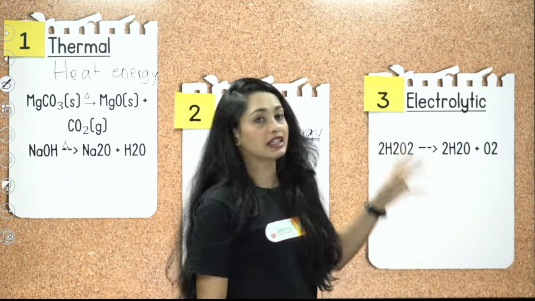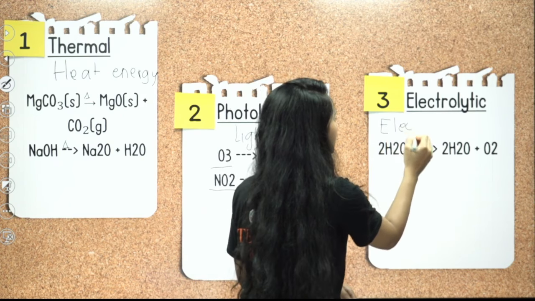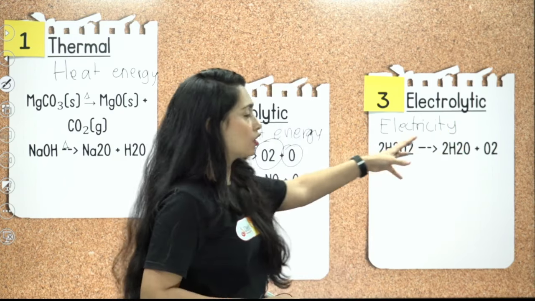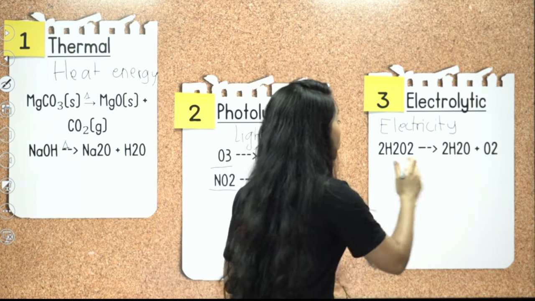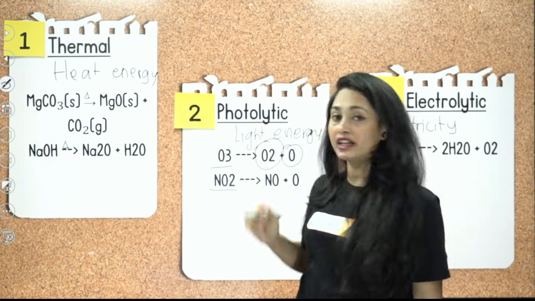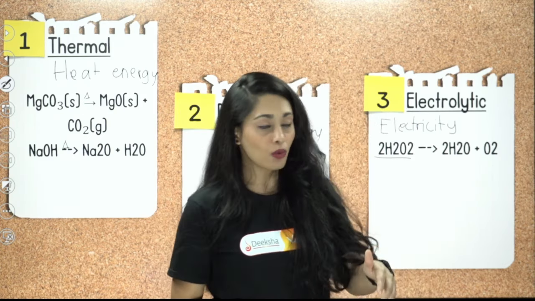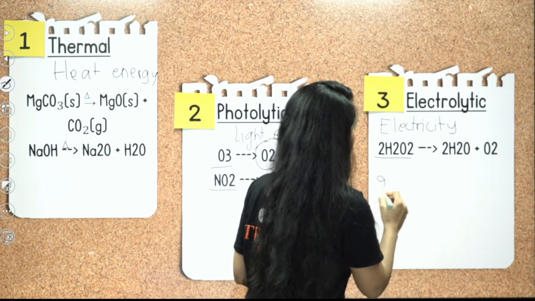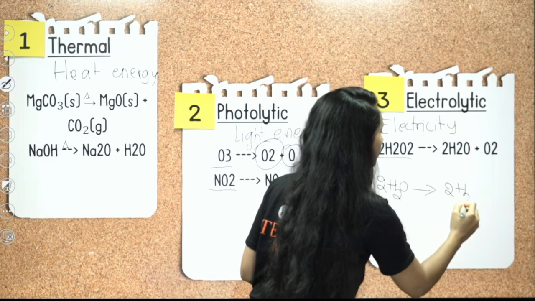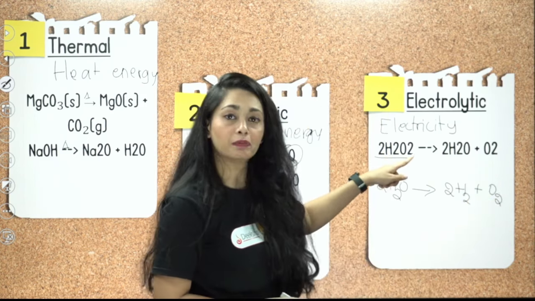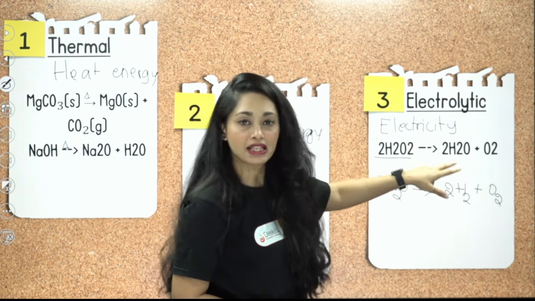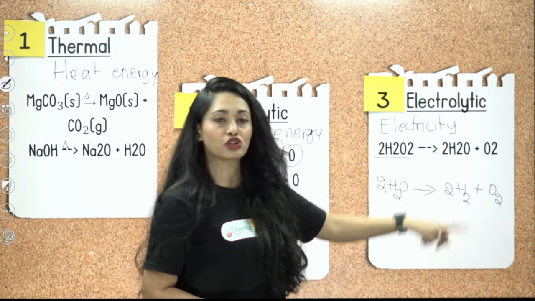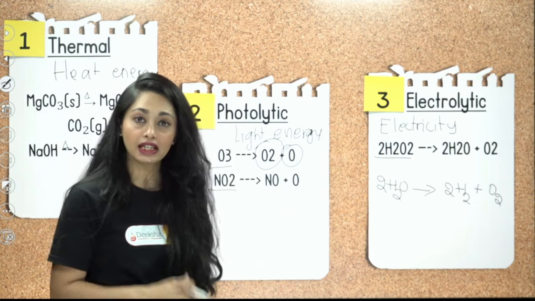And when we talk about electrolytic decomposition reaction, energy in the form of electricity is provided, and a few of the decomposition reactions happen. Example, we have water. Water is not going to undergo thermolytic or photolytic decomposition reaction, but when we pass electricity through water, it is going to undergo electrolytic decomposition reaction. So 2H2O gives 2H2 plus O2. Hydrogen peroxide, upon passing electricity through it, gives 2H2O plus O2. So this is about electrolytic decomposition reaction.